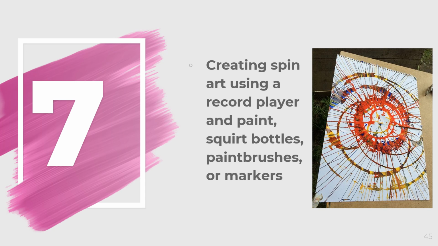Creating spin art using a record player and paint, squirt bottles, paintbrushes, or markers. So this is an illustration. A record player is something that we used a long time ago, where a record would go on it, a disc that would spin around, and a needle somehow made music from that. So now, since we don't use those anymore, we could put a paper plate on it. It would spin around, and then the child would use a marker, paint, whatever, to make spin art using that.